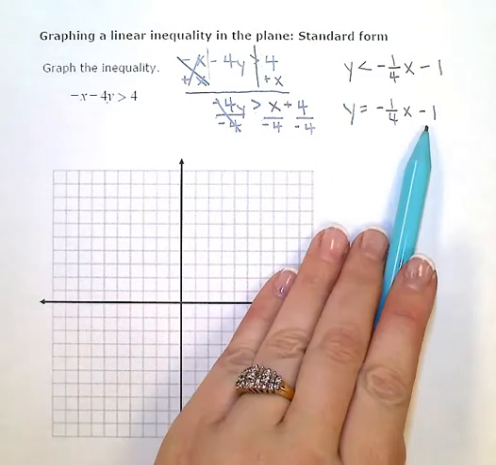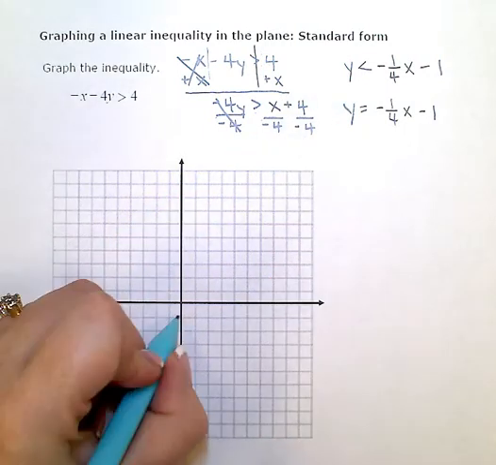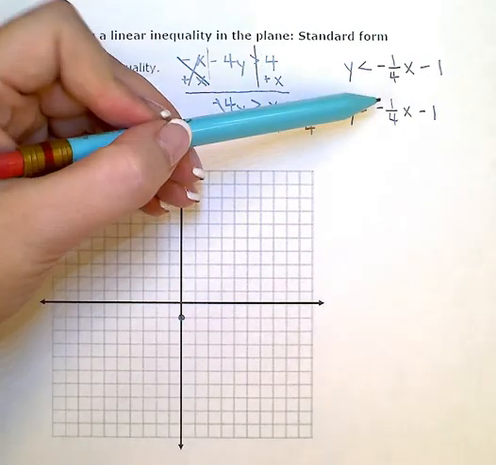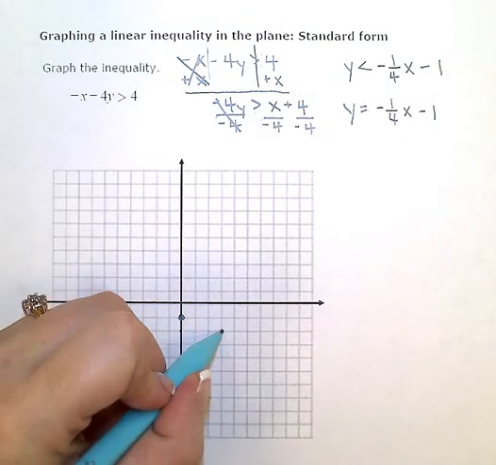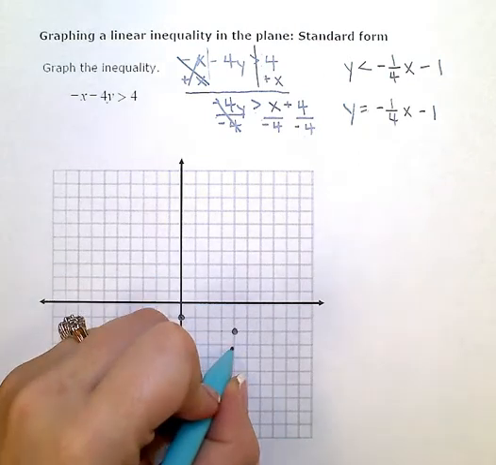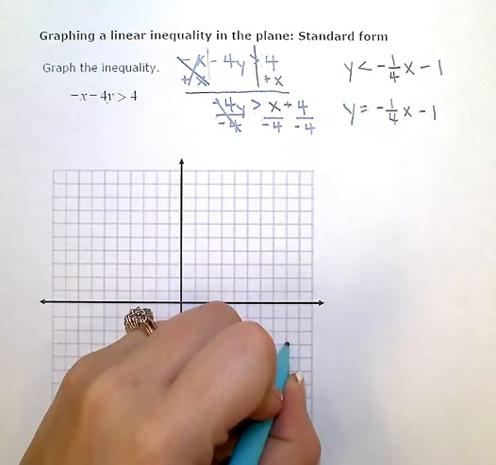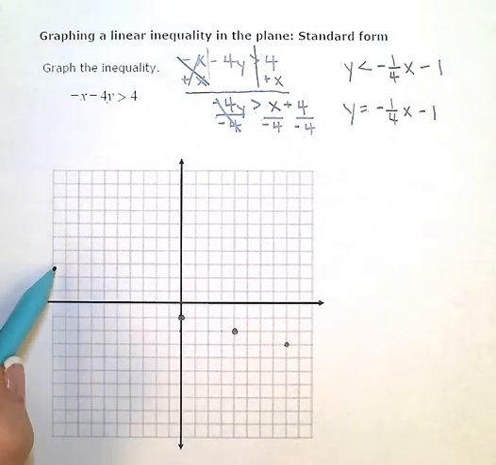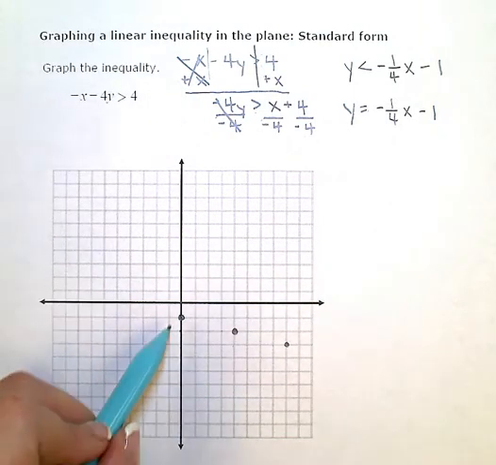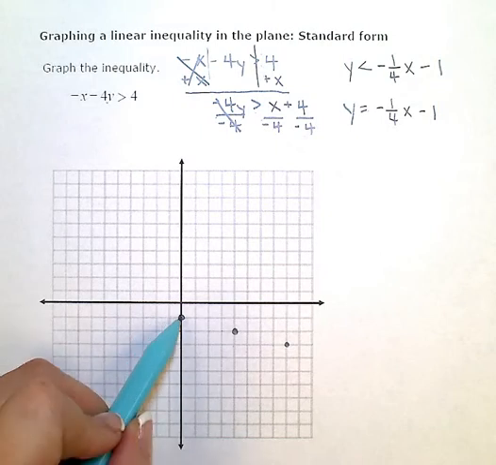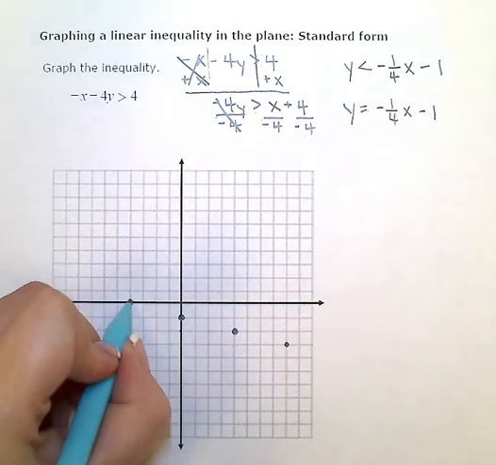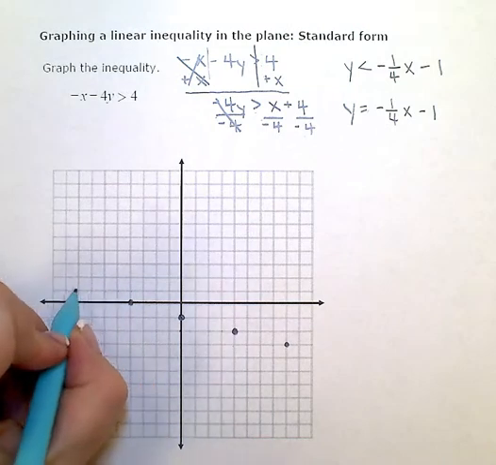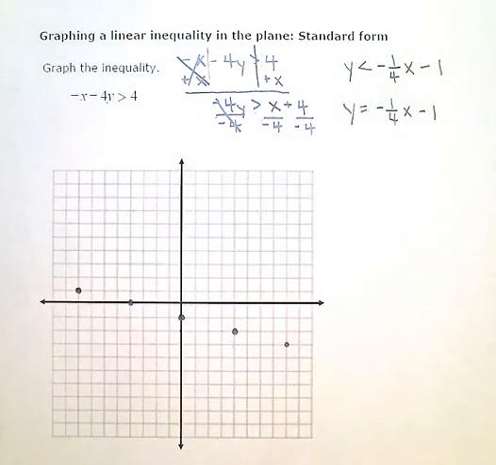So my y-intercept here is negative 1, so I'm going to put a dot at negative 1. My slope is negative 1 over 4, so down 1 over 4, down 1 over 4. I'm going to do that a few times. And then to give myself a few more dots out this direction, I'm going to reverse that both ways. So instead of going down 1 over 4, I'm going to go up 1, back 4. So up 1, back 4, up 1, back 4. And now that I have several dots, I'm ready to draw in my boundary line.